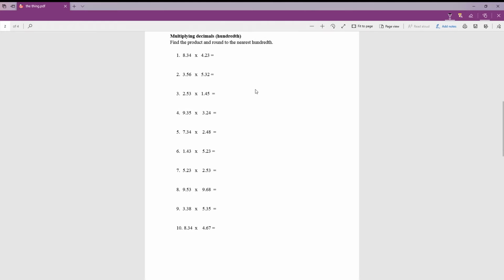Next, we have multiplying decimals. Find the product and round to the nearest hundredth. A hundredth is the second decimal place here. And to multiply decimals, what you would need to do is, let's use the example of 0.01 times 0.01. So to do this, first of all, you would need to turn these into whole numbers to just make it more convenient. So I will move the decimal point 2 spaces to the right for both of these.